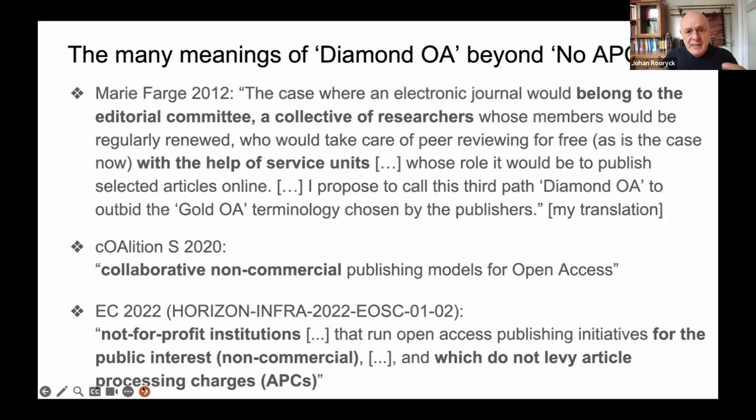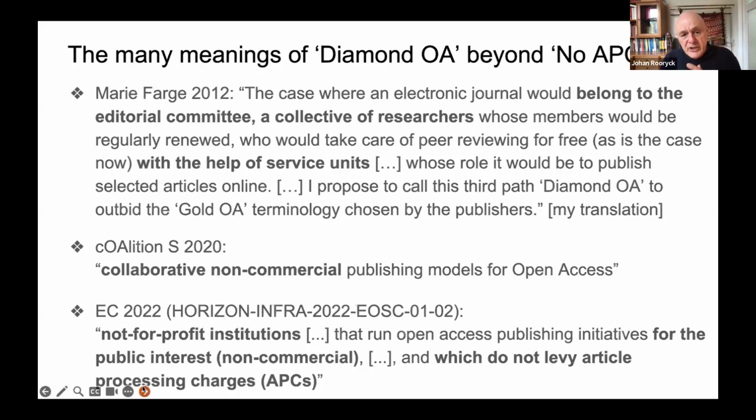And she said explicitly, imagine a journal that has an editorial committee, a collective of people who would review work and then rely on service units whose role it will be to put the selected articles online. So already there was this idea to have the journal controlled by the academic community on the one hand, and service providers, this is the way I interpret service units, on the other hand, who would provide the technical work of making the journal available online.